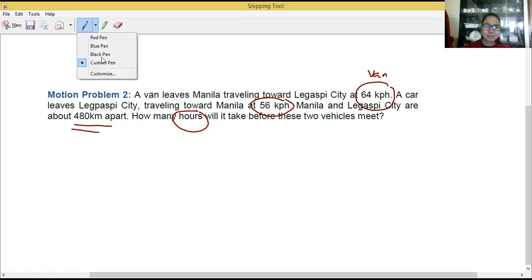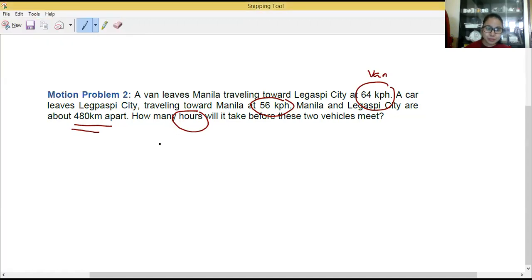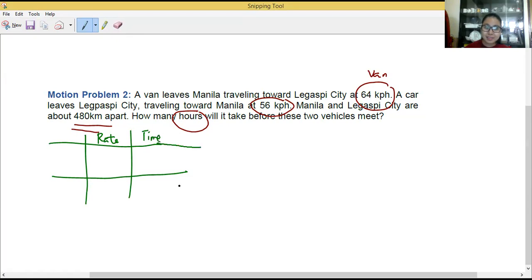Now let us start by drawing the table. The first column is for the moving objects. The next column is for rate. The next column is for time. And the last column is for distance. Now let's solve. What are the moving objects? We have the van and the car. So let's write the van and the car.